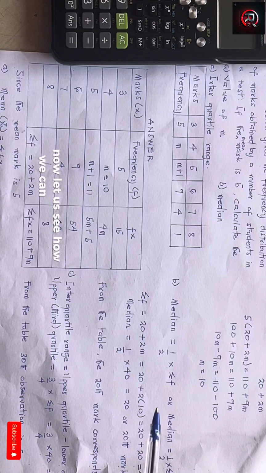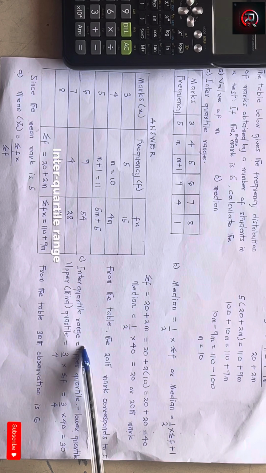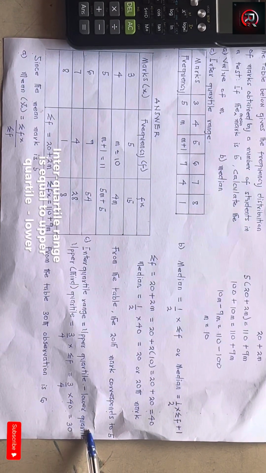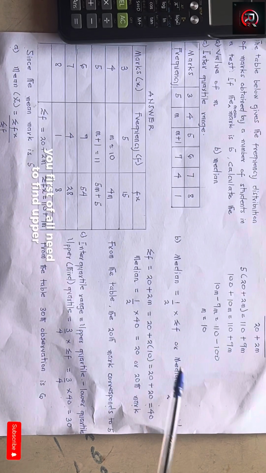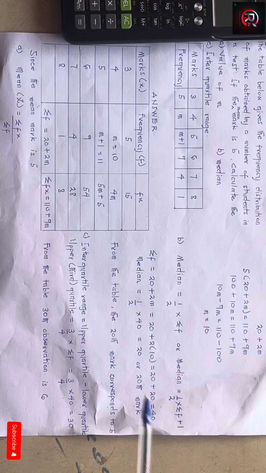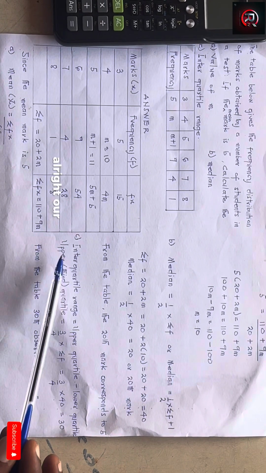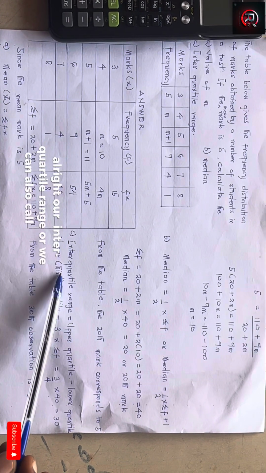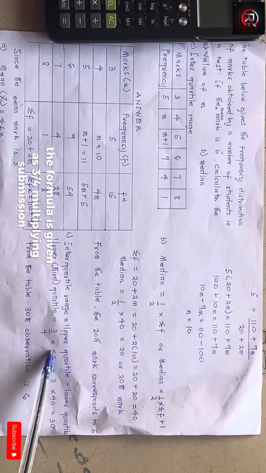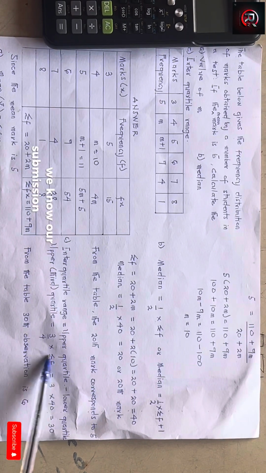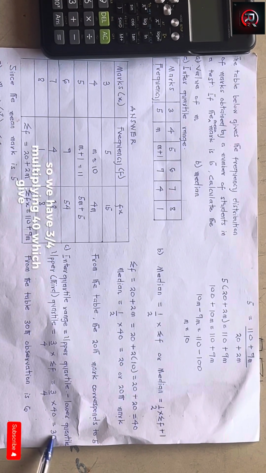Now, let us see how we can find the interquartile range. From our formula, interquartile range is equal to upper quartile minus lower quartile, which means before you can find the interquartile range, you first need to find the upper quartile and the lower quartile. You find the difference, and that will give you the interquartile range. The upper quartile, or third quartile, has the formula 3 over 4 multiplying summation of f. We know our summation of f to be 40, so we have 3 over 4 multiplying 40, which gives us 30.